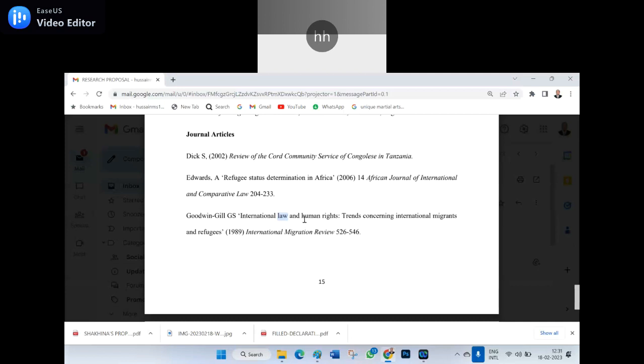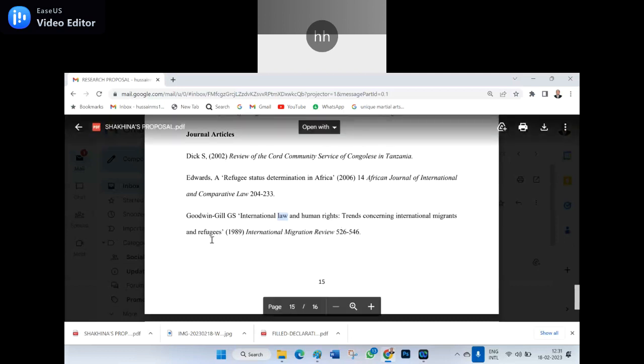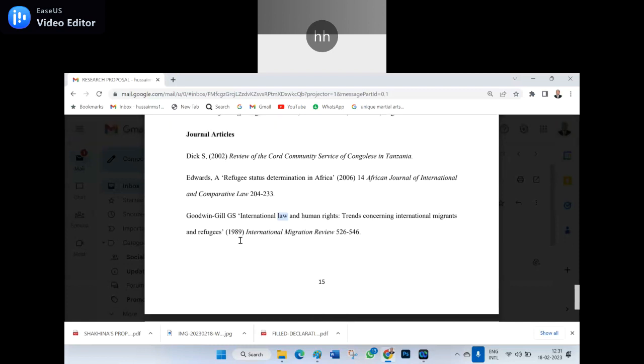And the human rights: in Human Rights, H should be a capital letter, R should be a capital letter. Then Trends Concerning, C should be a capital letter, and International, I should be a capital letter, Migrants, M should be a capital letter, and Refugee, R should be a capital letter.